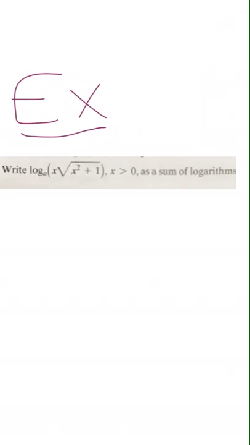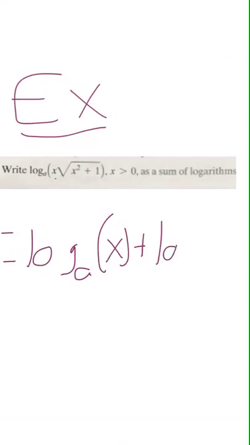Rewrite log base a of x times the square root of x squared plus 1 as a sum of logarithms. Now, if you notice, we're multiplying x by the square root of x squared plus 1, so that'd be log base a of x plus log base a of the square root of x squared plus 1.